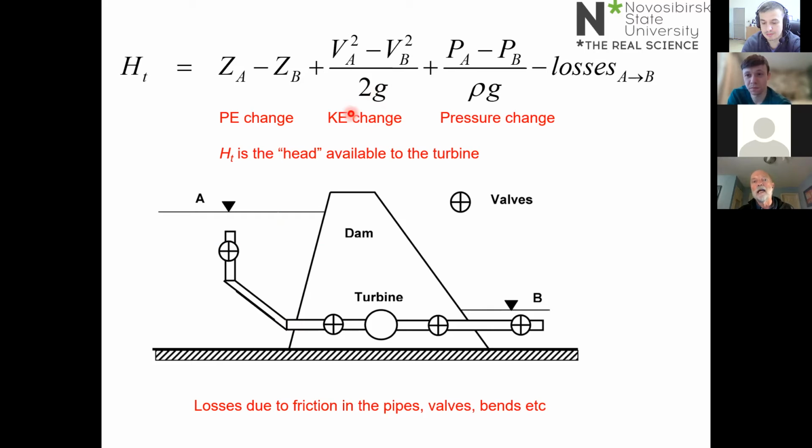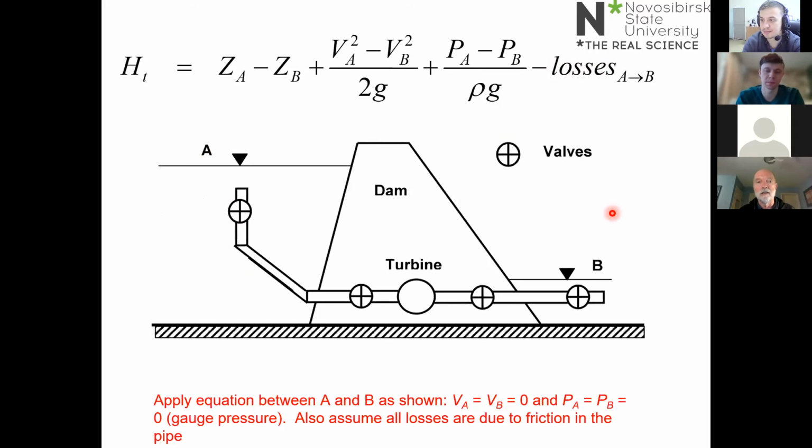There can also be a kinetic energy change. There can also be a pressure change. And counteracting those sources of energy, if you have any pipe work between point A and point B, and that pipe work can include valves to shut the flow off and things like that, there are going to be frictional losses in the pipe work. And usually when we look at the energy that is available for a hydroturbine, we have to subtract the losses that occur in the pipework. And I'll give you some simple examples of how those loss calculations are done.